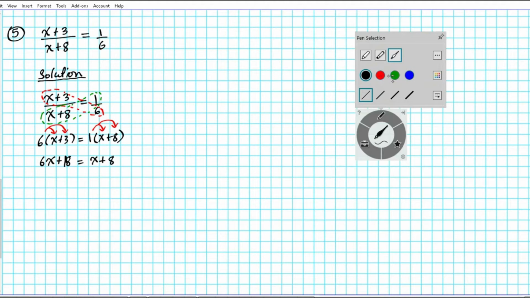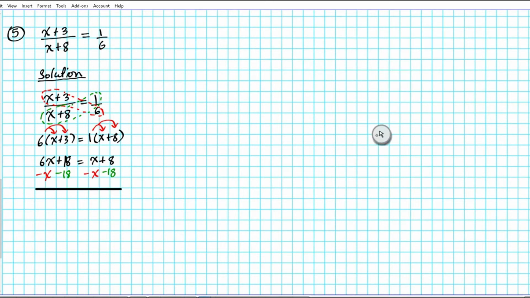So let's have all the x's on the left side. So we're going to subtract x from both sides of the equation, or 1x. And then we'll proceed to subtract 18. I need a constant on the right side. So I will subtract 18 from both sides of the equation.